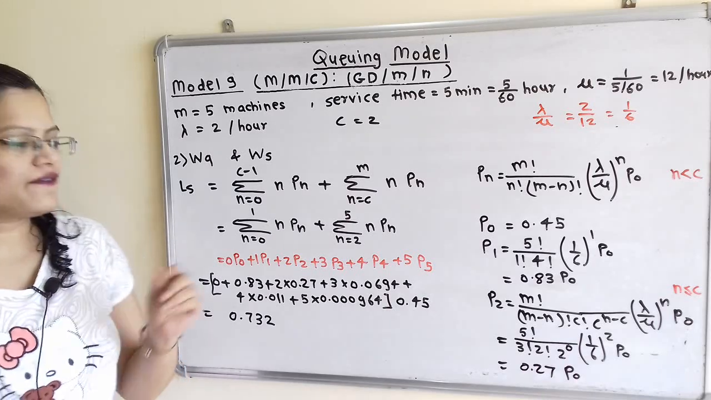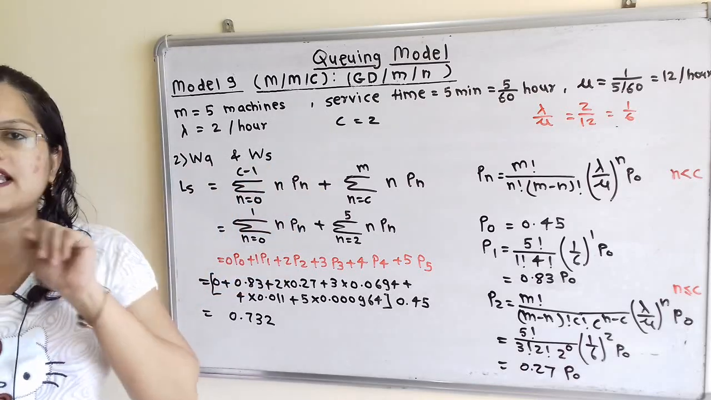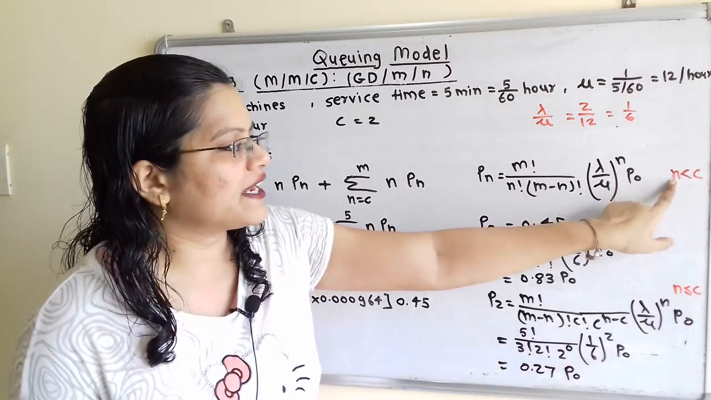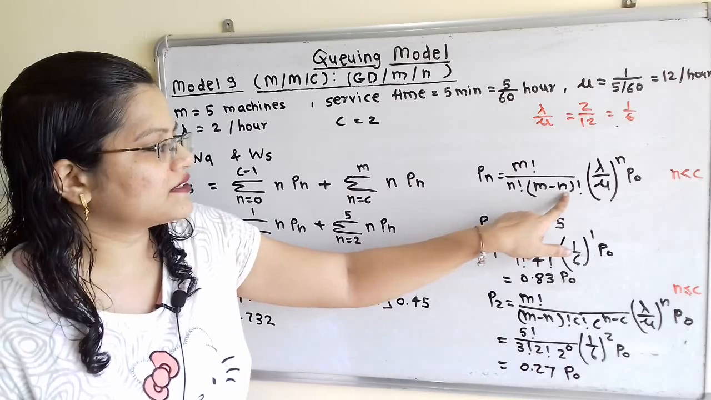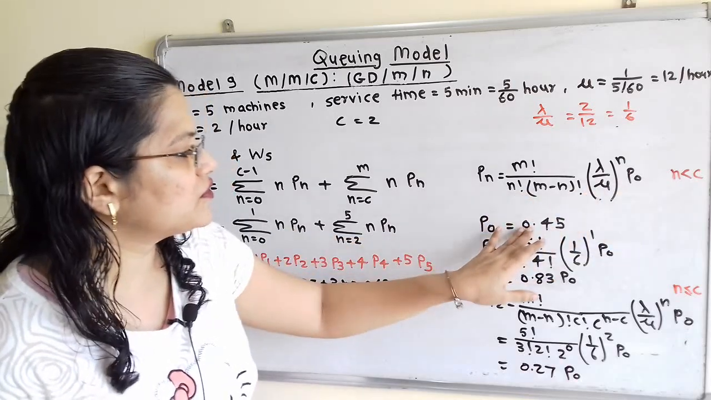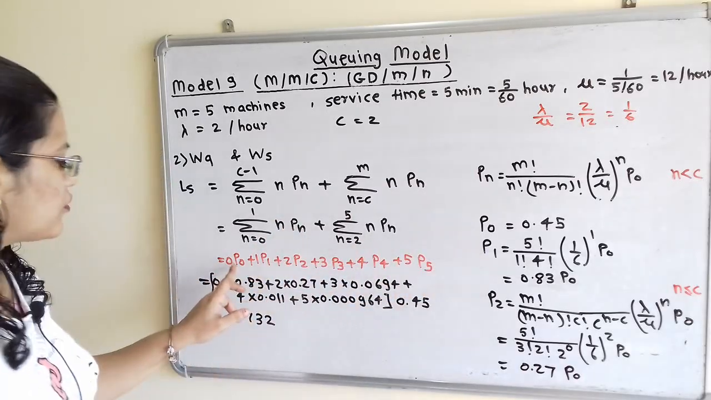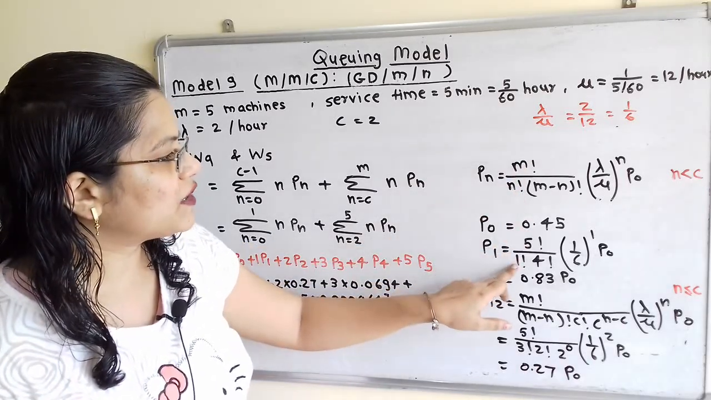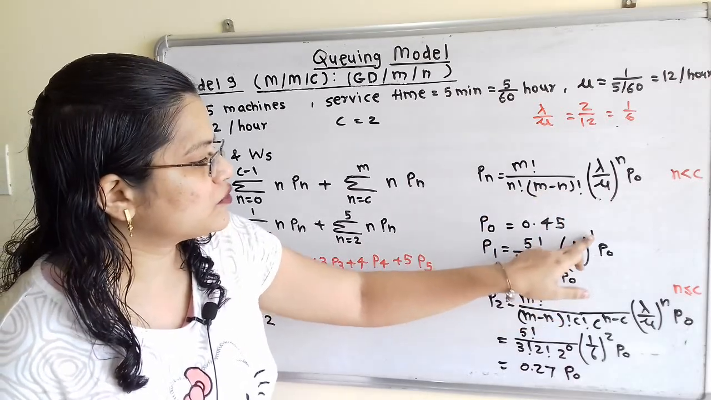So what is the probability when one machine is there? If we compare n and C, then n is less than C. So to calculate Pn, we have to use the formula for the condition n is less than C. Here is the formula: m factorial divided by n factorial (m minus n) factorial, lambda by mu raised to n, P0. So when we put the value, because P0 is 0.45, I will write here n is equal to 1. So P1 is equal to 5 factorial divided by 1 factorial, 5 minus 1, that is 4 factorial, lambda by mu, that is 1 by 6, raised to 1, P0.